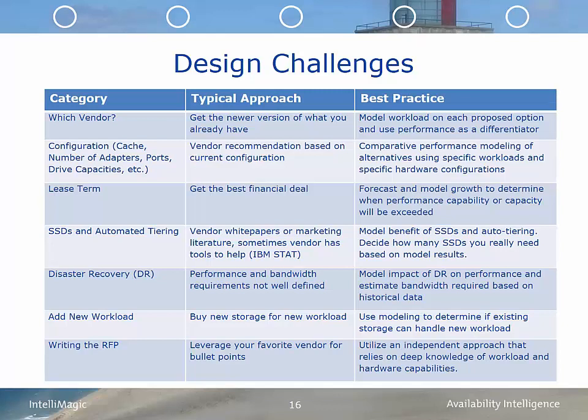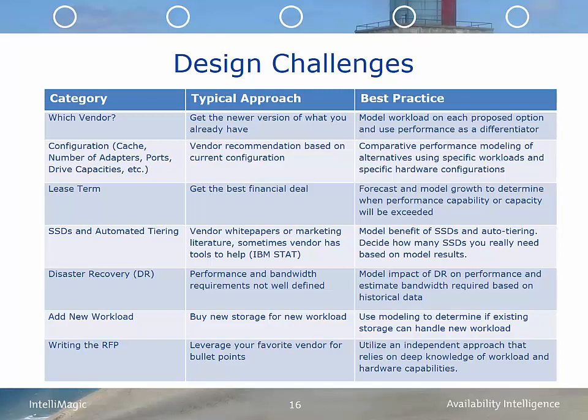Another category is trying to determine the right configuration. So you can take the vendor's word for it, which is the typical approach, or you can do comparative performance modeling of alternatives using specific workloads and hardware configurations. Another thing to think about is the lease term. Normally, people are just going to go for the best financial deal, but it's important to think about doing a forecasted modeling growth to determine the performance capability or capacity and determine when it will be exceeded.